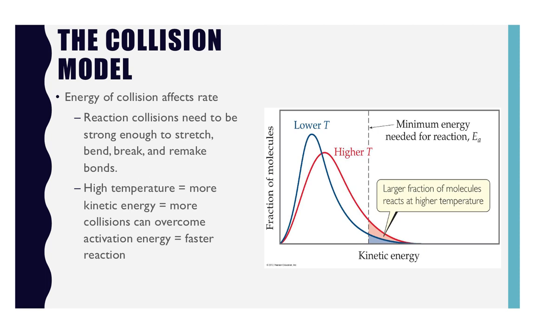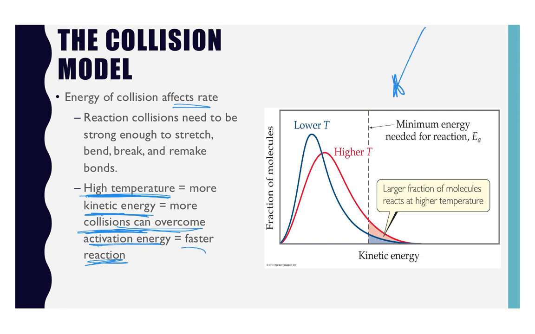Well, that's the other part of the energy of collision effects on rate, right? Reaction collisions need to be strong enough to stretch, bend, break, or remake bonds. So how can you get those frogs stronger? You can put them at a higher temperature, right? Because if we take a molecule and put it at a higher temperature, that means it's going to have a higher kinetic energy, meaning it's going to be moving faster, so more collisions can overcome the activation energy, and the reaction will get faster.